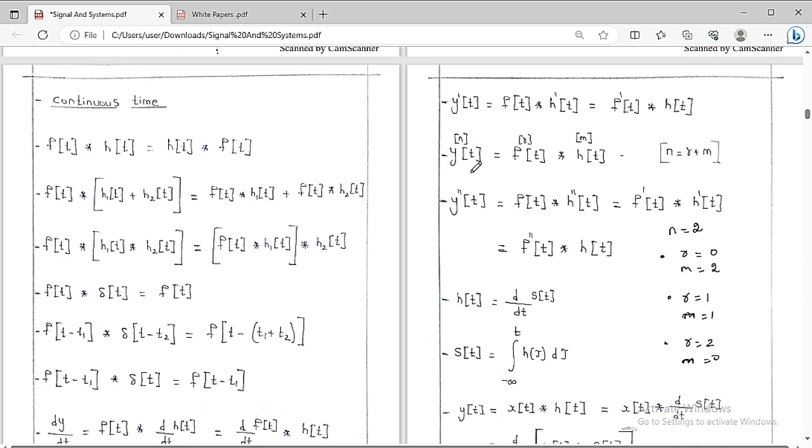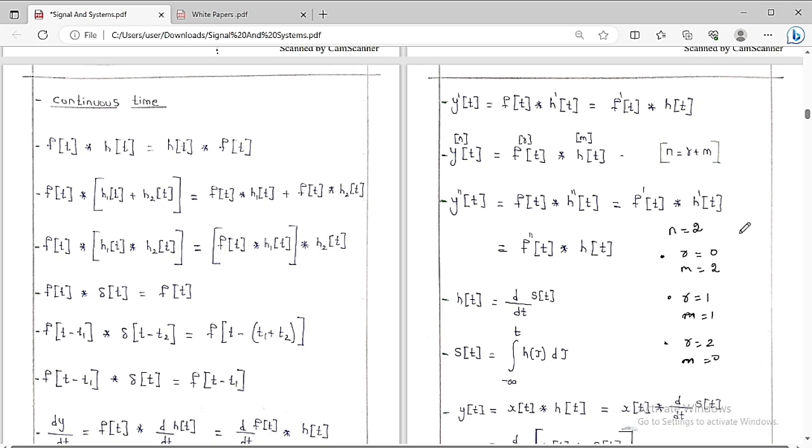So always remember, the nth derivative of y of t is equal to the rth derivative of f of t convolution with the mth derivative of h of t, and n is always equal to r plus m. 0 means definitely there is no derivative, means take the signal as it is.